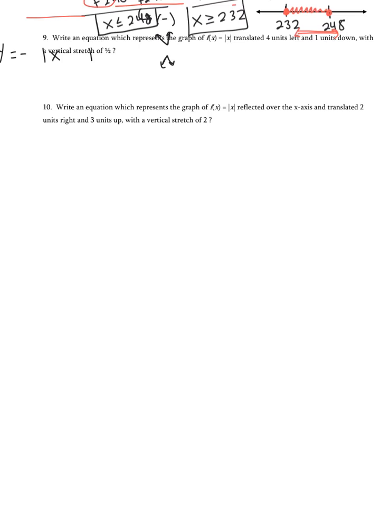Translated 2 units right, so a movement left or right happens inside the absolute value bars. X lies, so if I'm going right, this is going to be x minus 2. 3 units up is going to happen in the back of the function, so you're going to put a +3 in the back. And then a vertical stretch of 2. A vertical stretch or compression goes in the front of the absolute value bars, so you're going to have a 2 here. So that would be your equation.